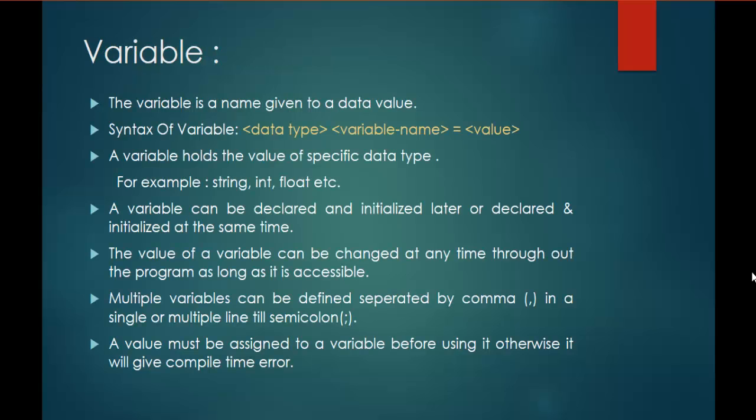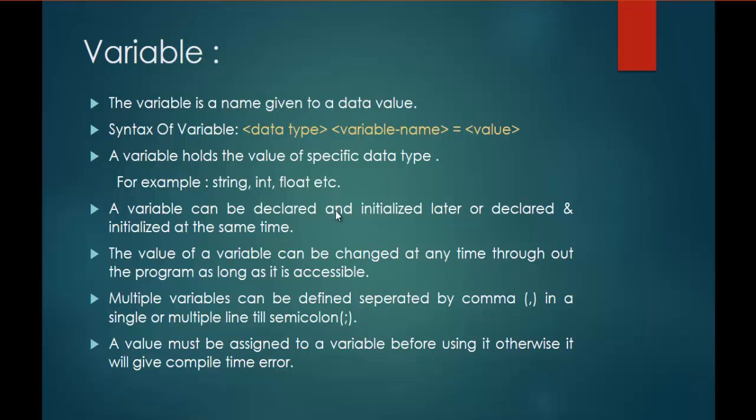Okay, what is a variable? A variable is a name given to a data value. And here comes the syntax of a variable. It is something like this. First you have to specify the data type, a variable name, and is equal to the value that is stored to that variable. Okay, a variable holds the value of a specific data type, for example string, int, float, etc.